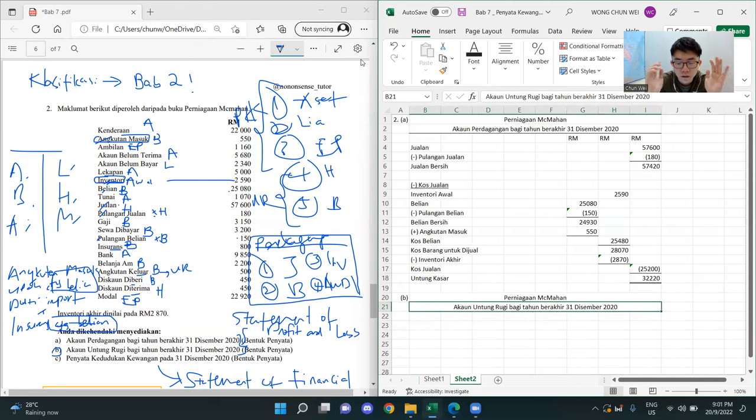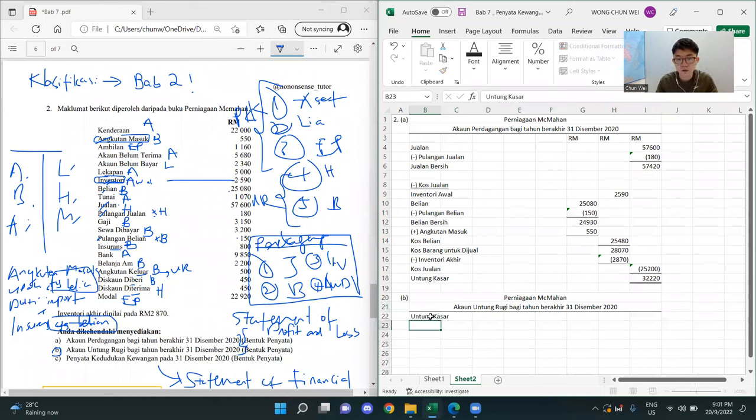Same thing, just like what you did in last class for your bentuk T, you have to bring down the untung kasar. Okay, so here the first thing is start with your untung kasar. Kita sudah dapat 32,000. Make sure you got the Ringgit Malaysia, RM. So your untung kasar 32,220. Okay, lepas tu, you add.